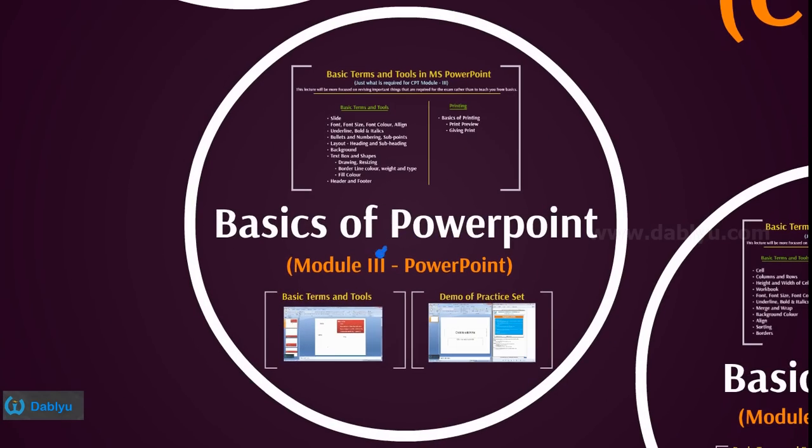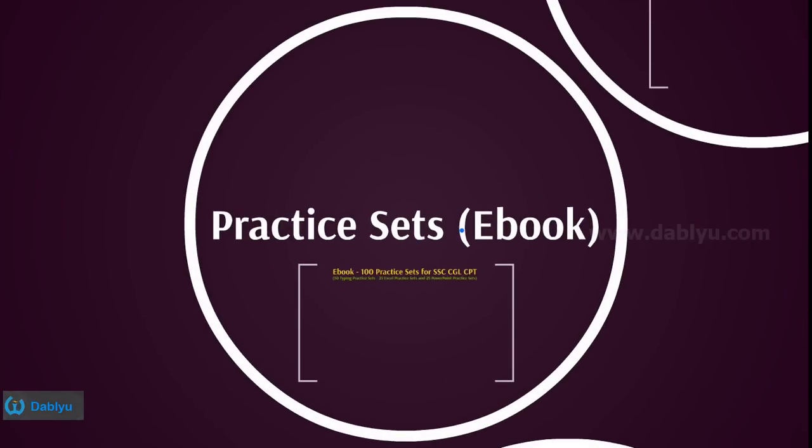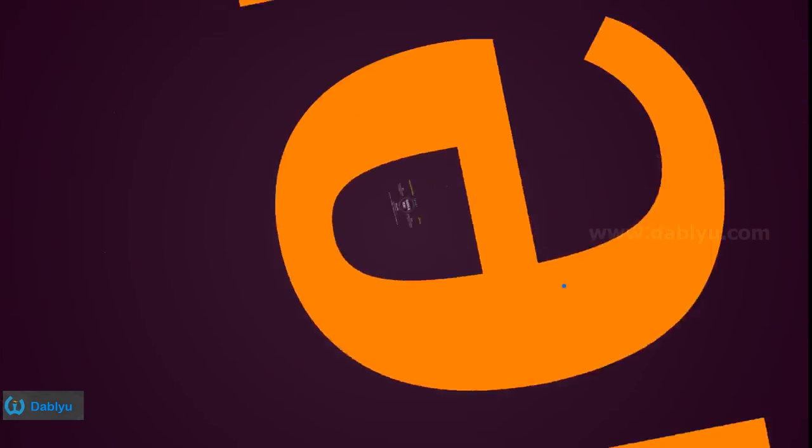So we have looked at all the basics that are required for the exam in PowerPoint, and also we have looked at a demo of a practice set where we intended to show you how to approach a PowerPoint slide, how to start answering it and all. Okay, so that is all in the basics of PowerPoint. In the next lecture, we'll talk about the practice sets ebook, where we'll be telling you about an ebook which has 100 practice sets for SSC CGL CPT, that is 50 typing, 25 Excel and 25 PPT, that we'll do in the next lecture.